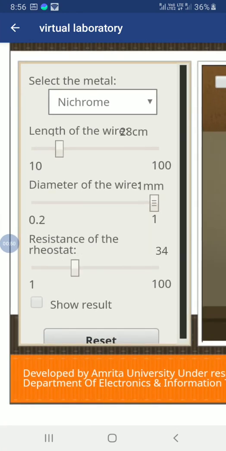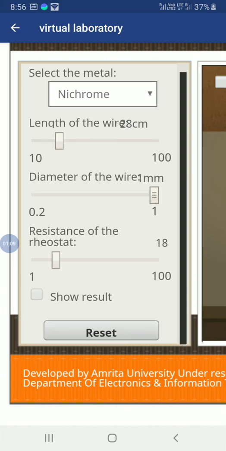Here you can see 34, 45, 62 like that. These are the values of resistance, and the unit is ohm. So 62 ohm, 41 ohm, 18 ohm like that. The maximum value of this resistance is 100 ohm. It is shown. If you want to change this entire data, you just click on reset. So again you can start from the basic experiment.